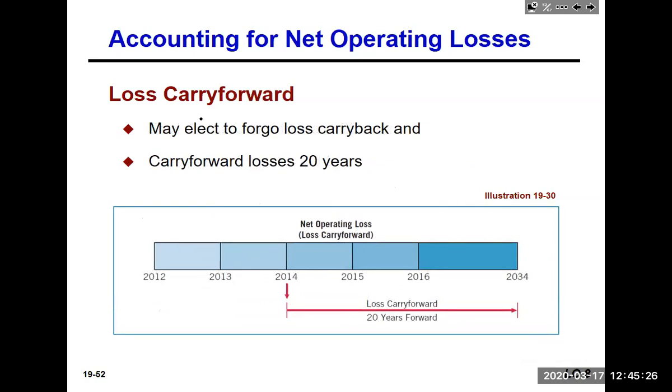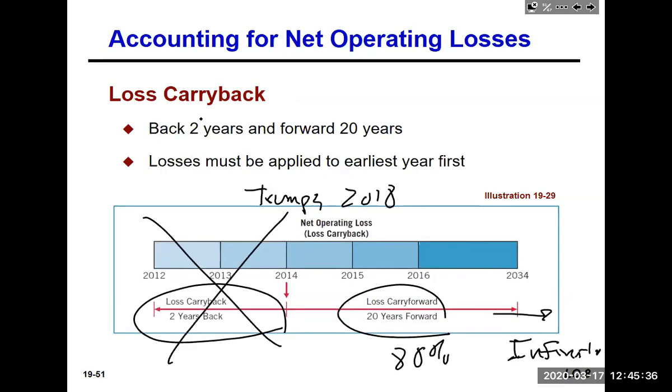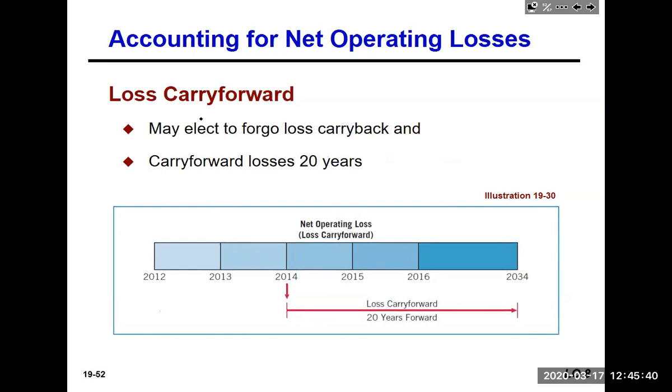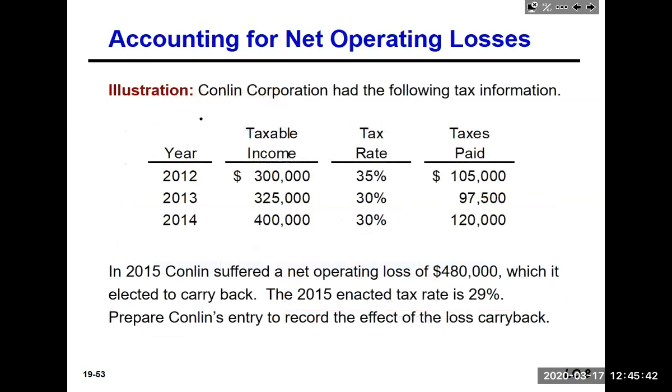Carry forward, right? Back 2 years, 420. You used to have the option of not going back. Of course, I don't know anybody who didn't use that. And then going forward 20 years. You had that option in the old days. You can either do that or you can do that. All right, so to see what we did in the old days, this is 2017 back.